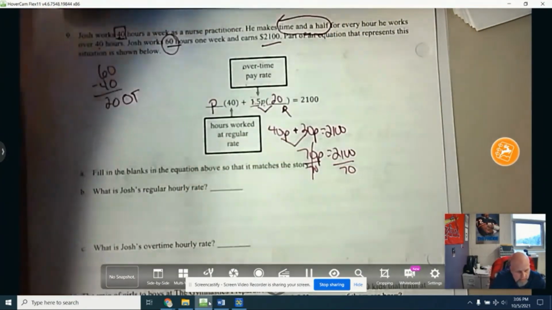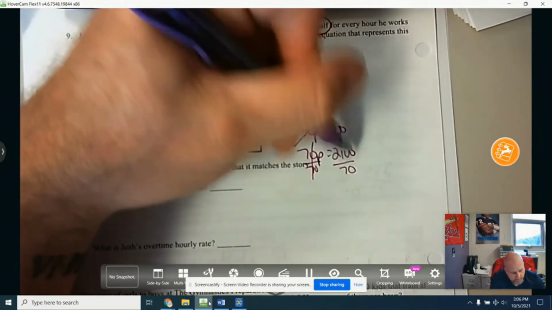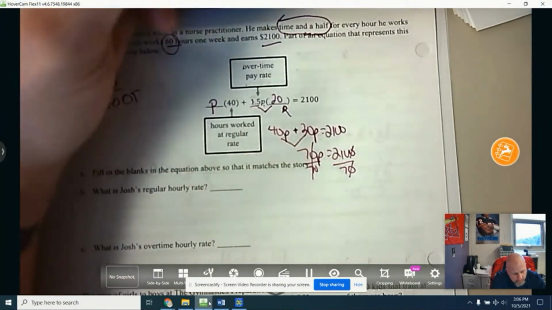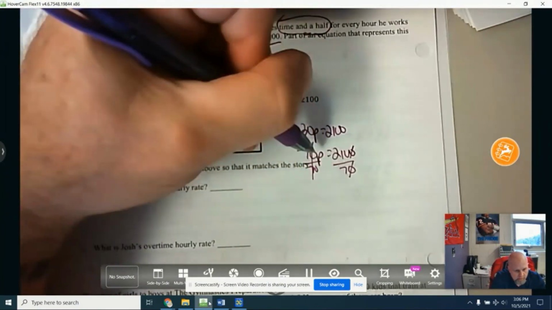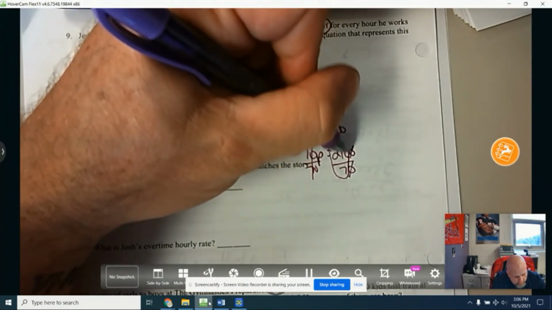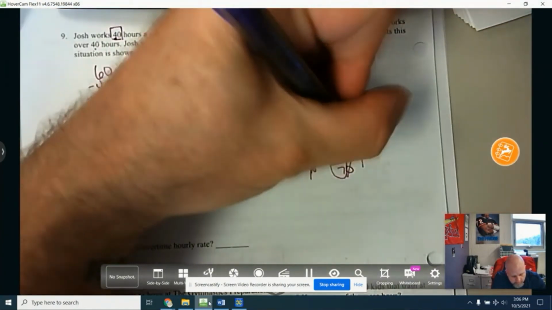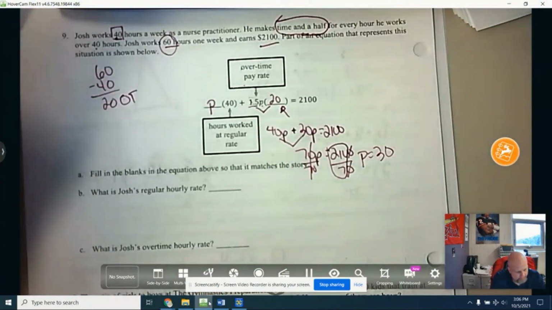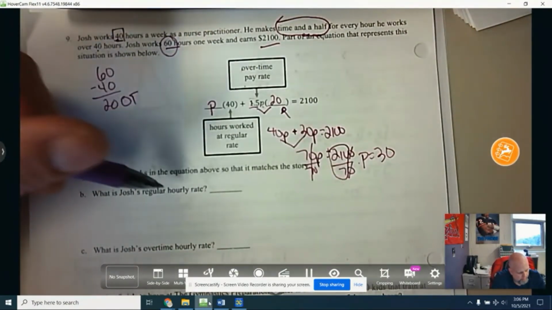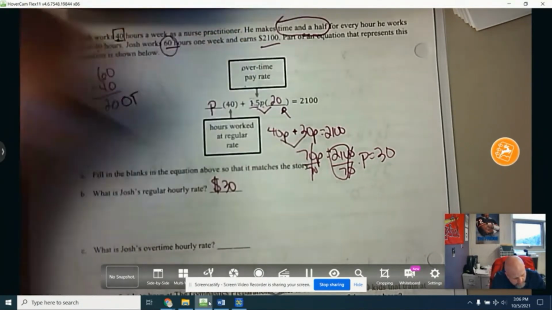that cancels. And when you're dividing in a situation like this, when you have some zeros on the end, I can cross off this 0 with that 0 and make the problem a little bit easier. So instead of saying 2,100 divided by 70, I can say 210 divided by 7. And that's a little bit easier to do mentally. So P is equal to 30. Now P represents his normal pay rate. So his regular hourly rate is $30 per hour.